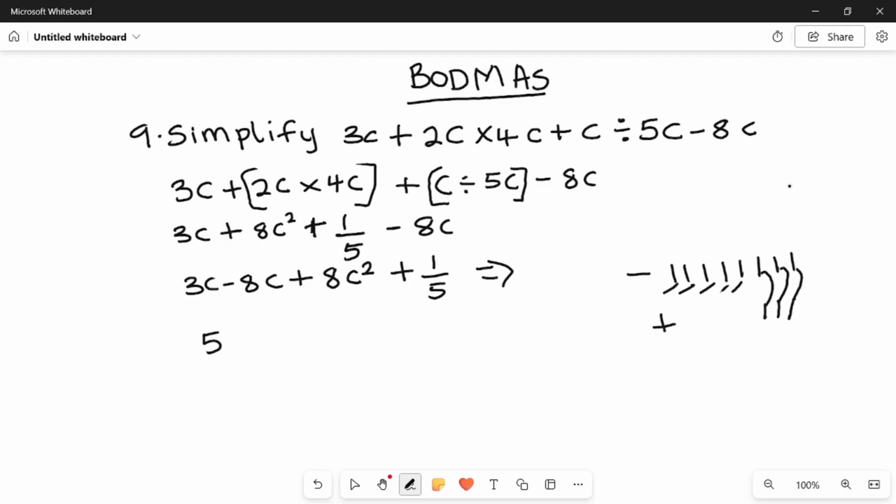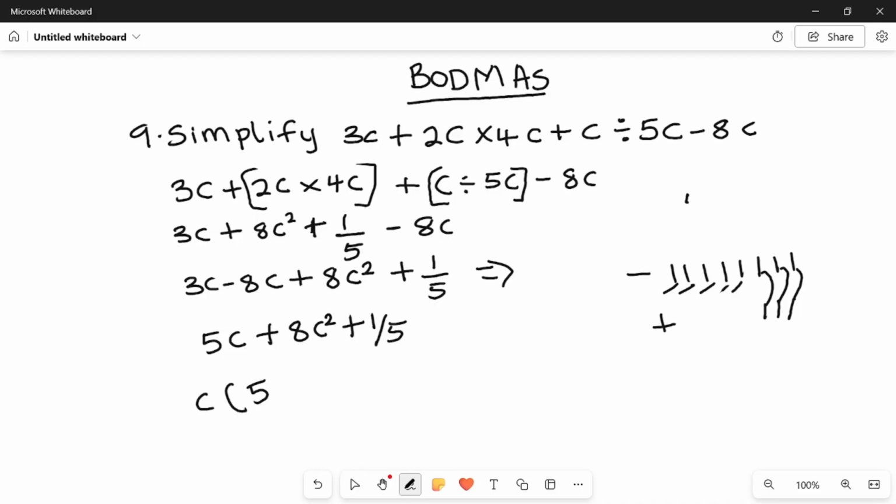negative 5c, right? Plus 8c square plus 1 over 5. So we can factorize these two because they have c in common, right? So if you want to factorize these two, if we bring out c here, we'll have c into 5c divided by c will give us 5.